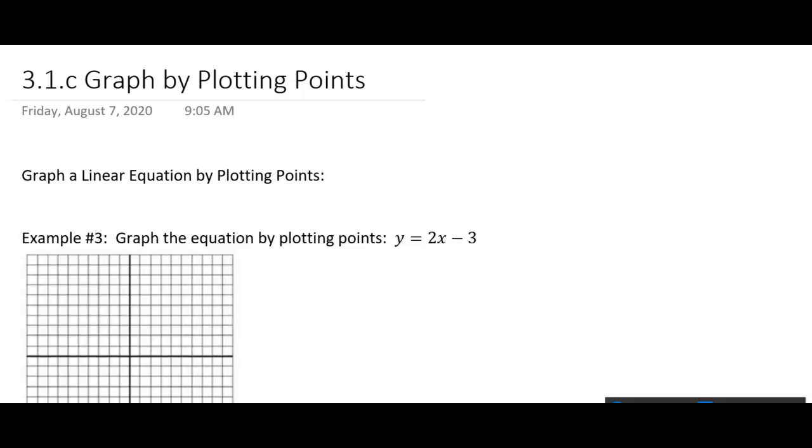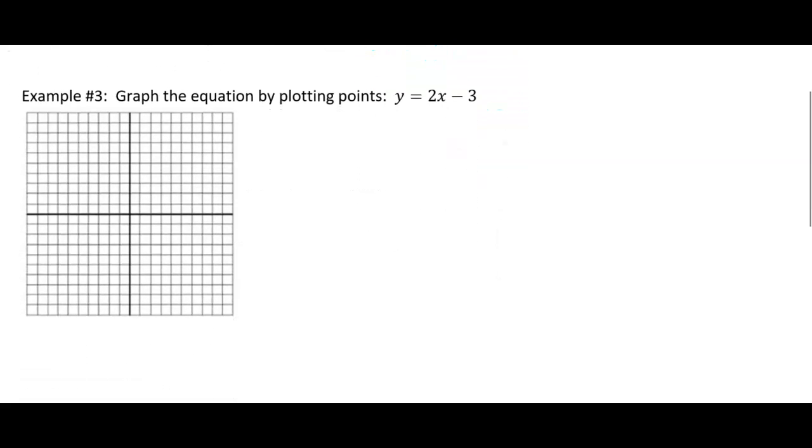Learn three different methods of graphing. And so the first one we're going to do is graph by plotting points. So we want to be able to graph a linear equation by plotting points. And to do that, we're going to make what we call a table of values. I've seen the tables drawn differently, but I'm going to do mine vertically.